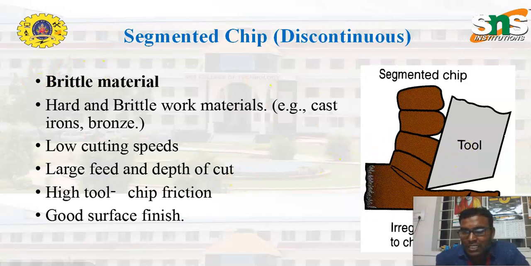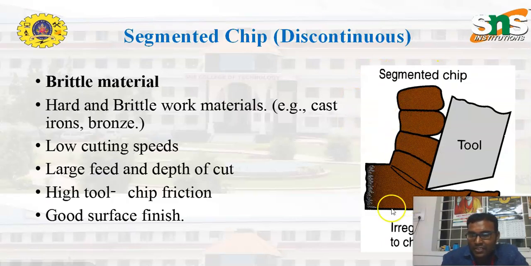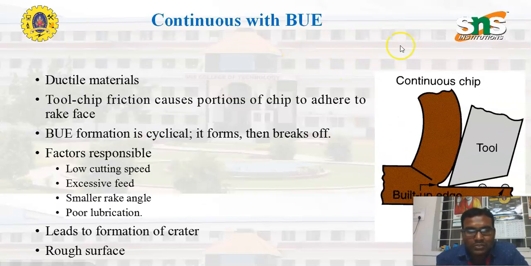The second one is the segmented or discontinuous chip. When the workpiece material is brittle in nature, for example cast iron or bronze, the chip produced is the discontinuous or segmented chip. In cutting conditions, if we use a lower cutting speed, a larger feed, or a large depth of cut, the chip produced is discontinuous. Also, if there is lower tool-chip friction, the chip produced is a discontinuous chip. In terms of surface finish, discontinuous chip formation gives an irregular surface, that is, the surface finish is not up to the mark.